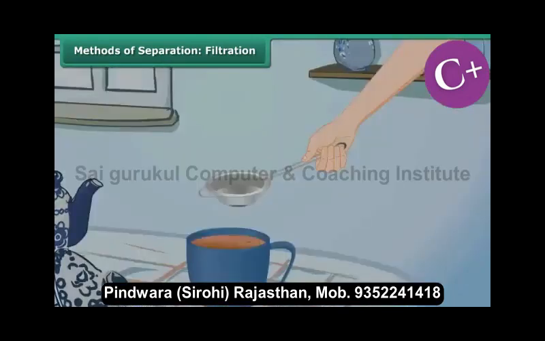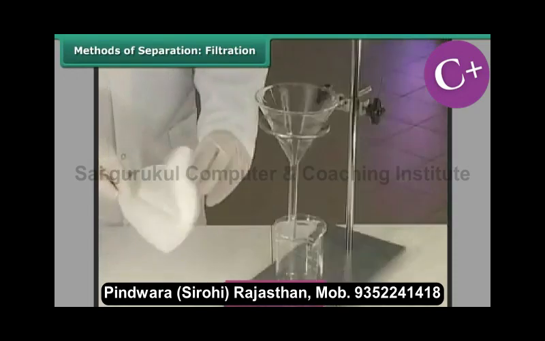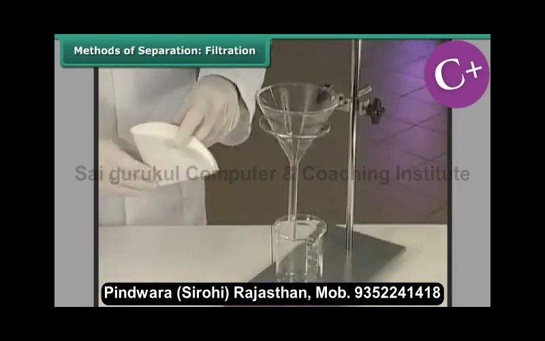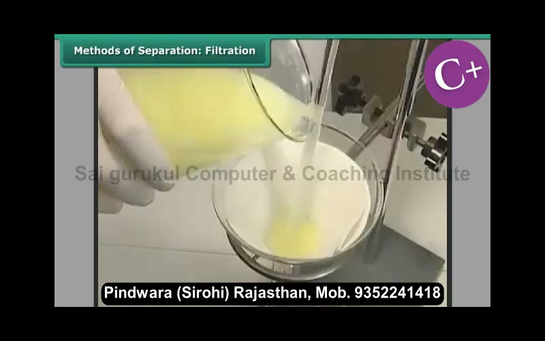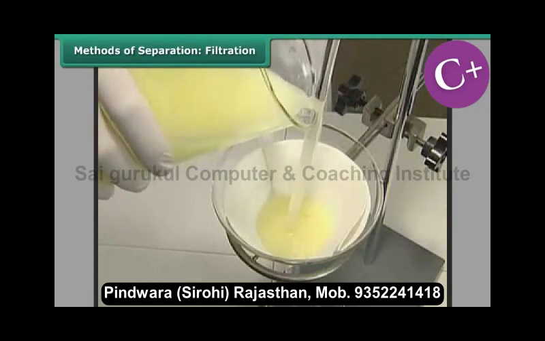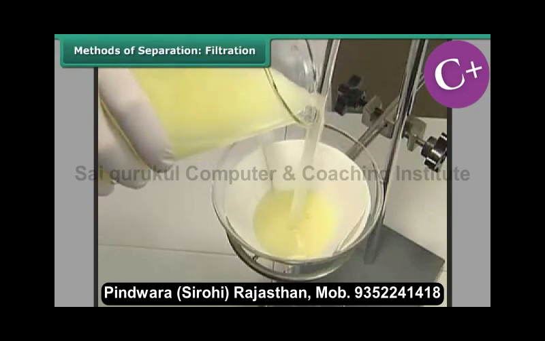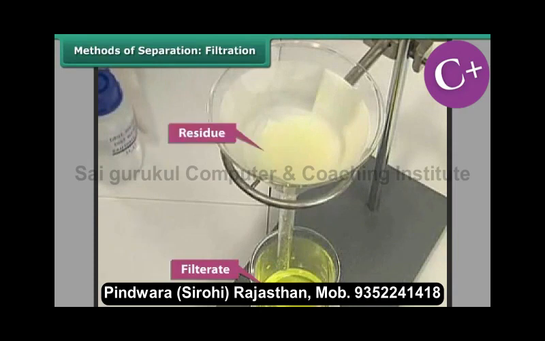In such a situation, filter paper is used. A filter paper is a special paper which has millions of tiny holes in it. While the liquid can pass through these holes, the solid particles remain on the filter paper. The liquid which passes through the filter paper is called the filtrate. The solid particles that are left behind the filter paper are called the residue.